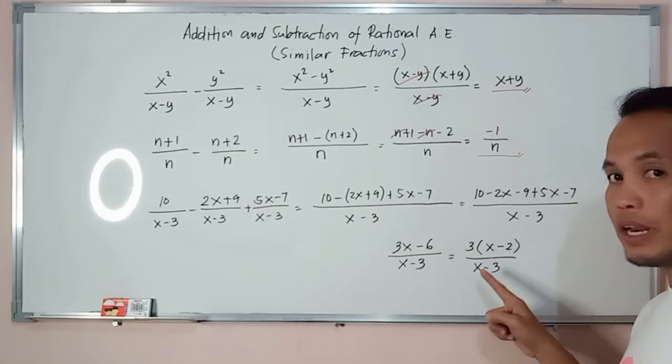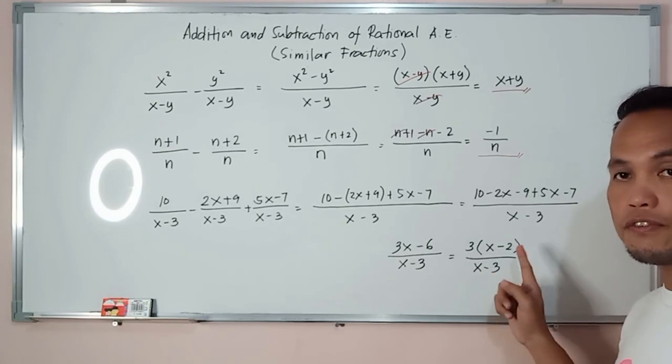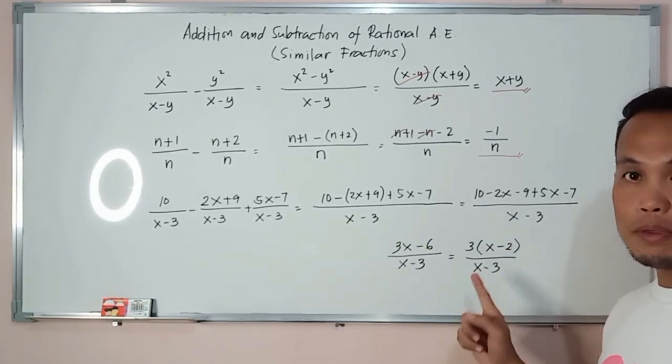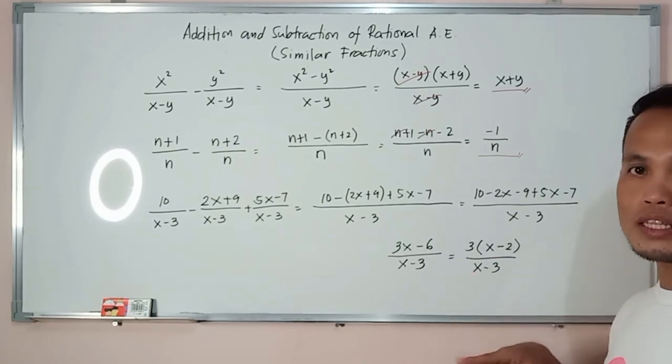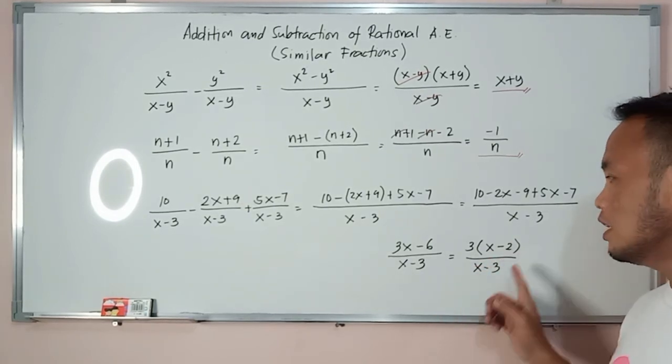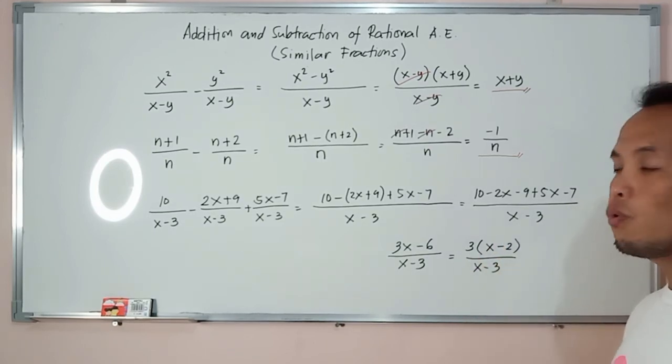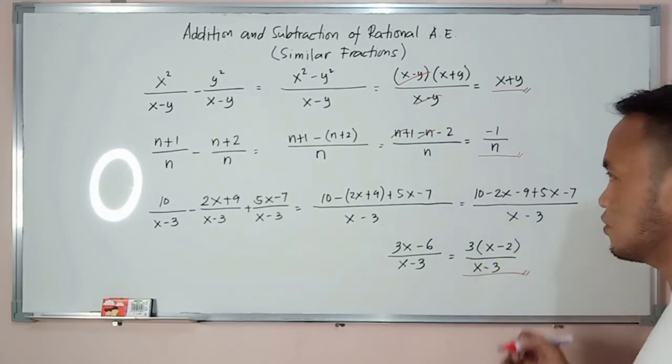After factoring the numerator, we will check if there are factors in the numerator and the denominator which are similar. If there are similar factors, we can cancel them out. But in this case, since we do not have similar factors in the numerator and denominator, we consider this as the final answer.